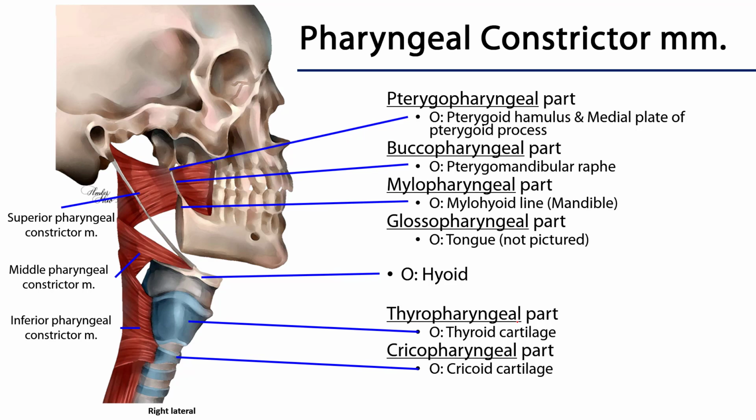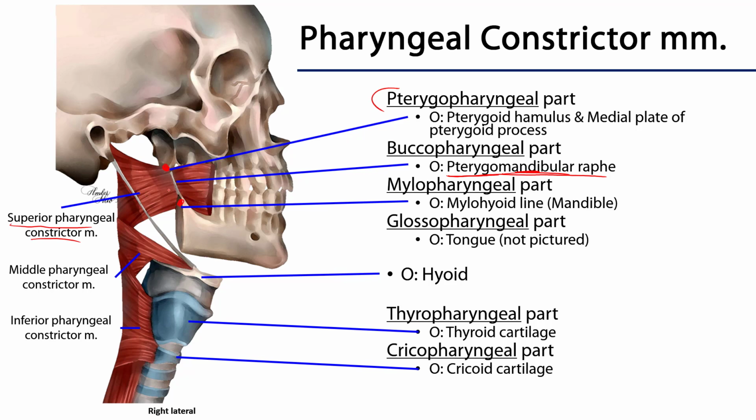So the superior pharyngeal constrictor muscle originates on the skull. There are several parts to it. So there's the pterygopharyngeal part that originates on the medial plate and the pterygoid hamulus, which is there. There's a condensation of the buccopharyngeal fascia called the pterygomandibular raphe. The pterygomandibular raphe runs between that pterygoid hamulus and medial plate down to the mylohyoid line.